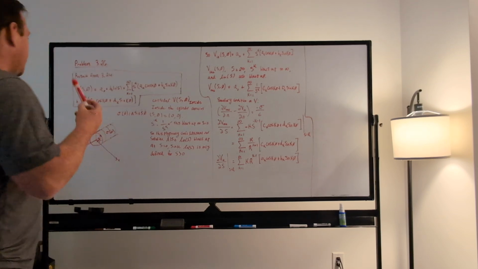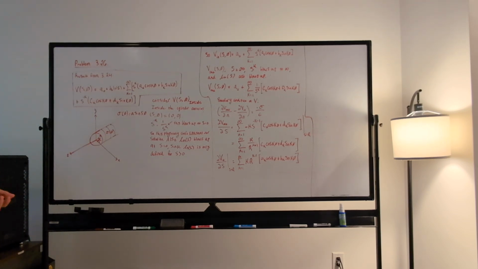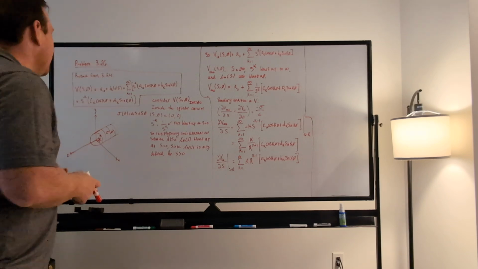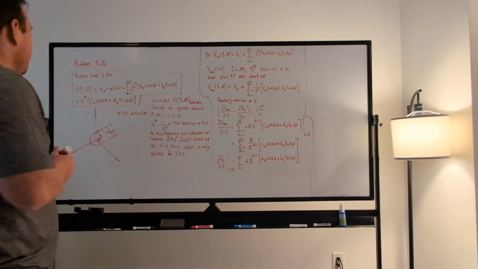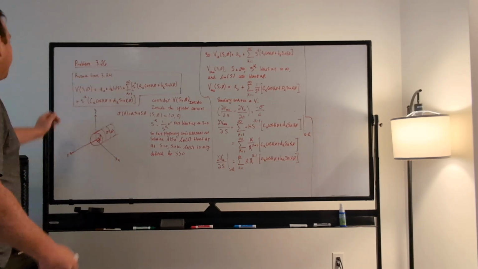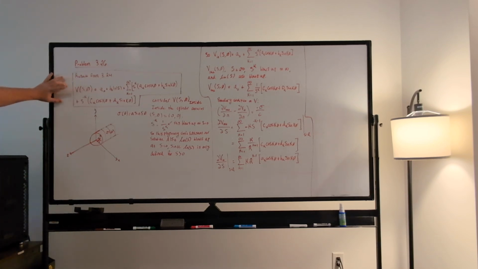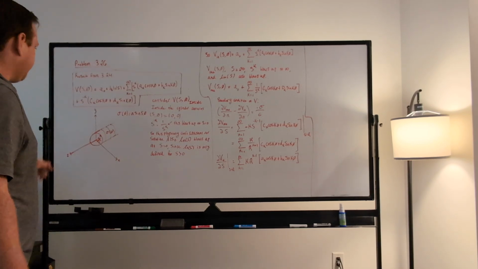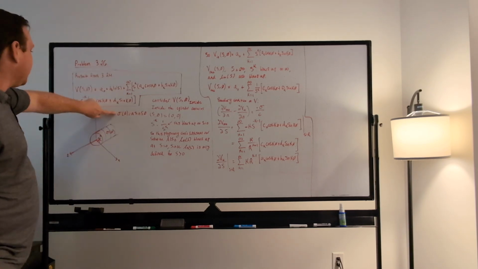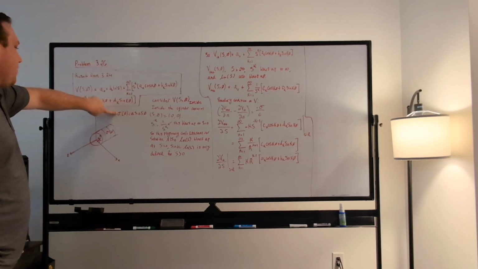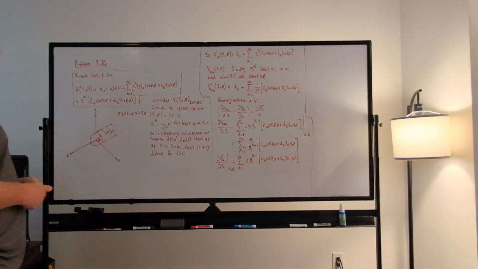So to solve this problem, it's essentially solving a boundary condition problem. We have to use our boundary conditions to narrow down this general solution to a more particular solution. Part of that is that we know what the charge density is on the surface.